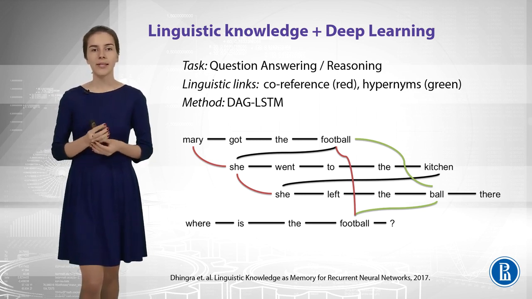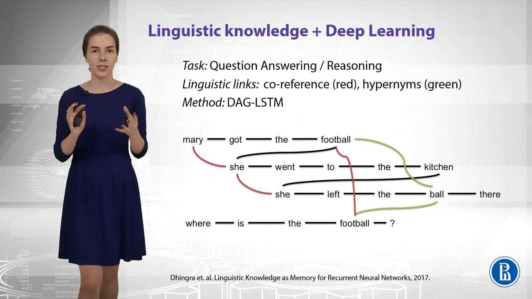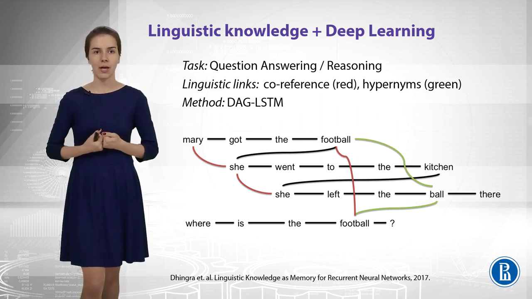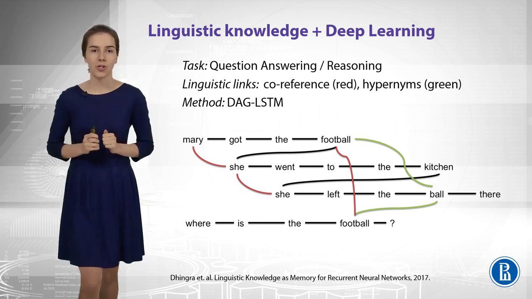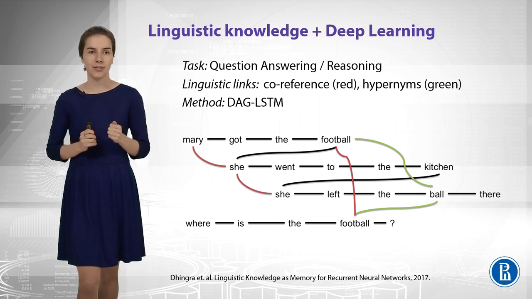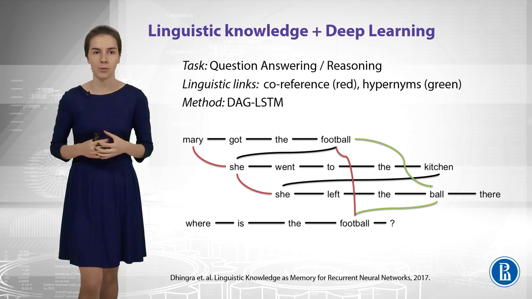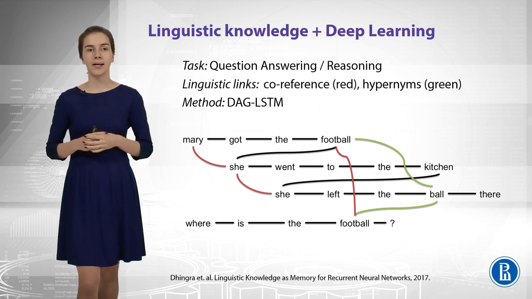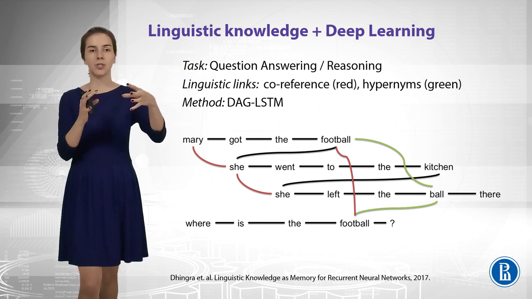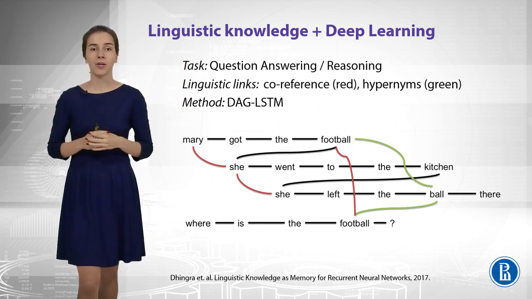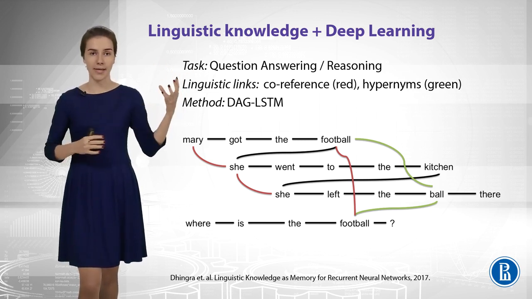But here, you see that you have not only the sequential transition edges in your data representation, but also some other edges. Those red edges tell you about coreference. Coreference is another linguistic type of relation between the words that says, for example, she is the same as Mary, right? So she is just a substitute for Mary. And for example, this and that football is the same ball, just mentioned twice.